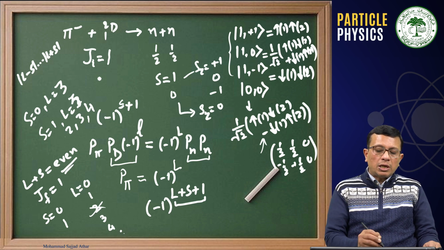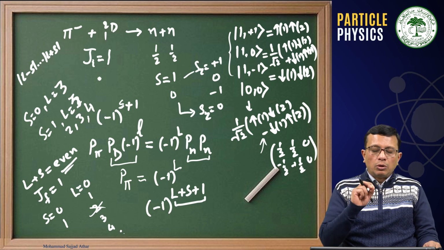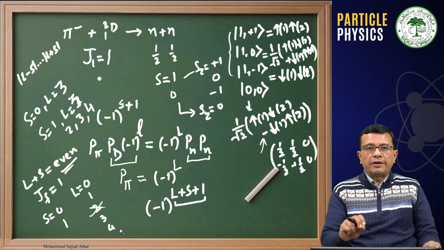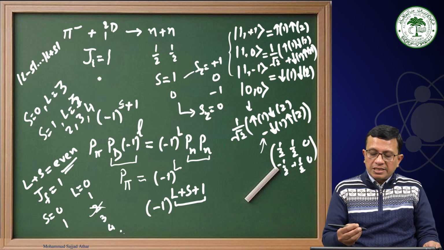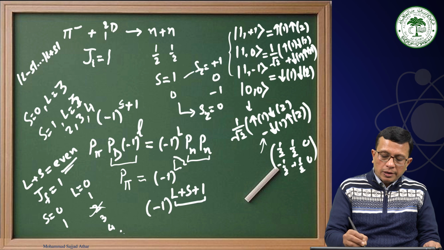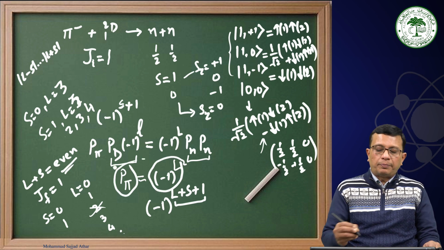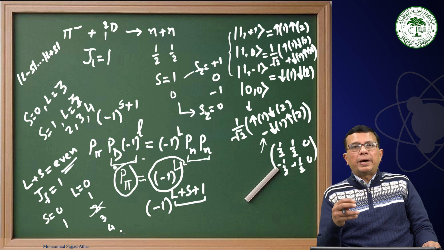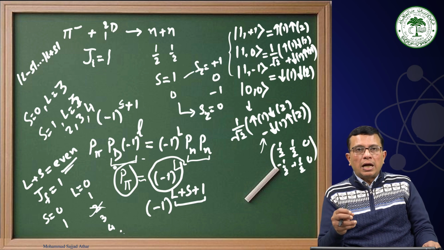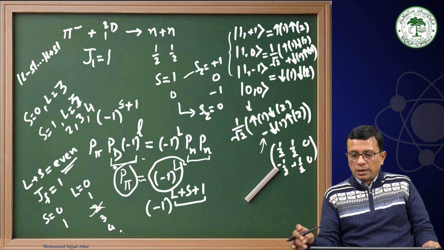Therefore, the only choice that is left is S is equal to 1 and L is equal to 1, to have L plus S even and Gf is equal to 1. And that is why we say that this value L is 1 and therefore the parity of charged pion is odd. Therefore, we have determined the parity of neutral pion as well as the parity of charged pion in the last class.